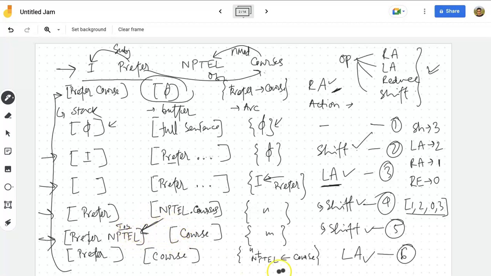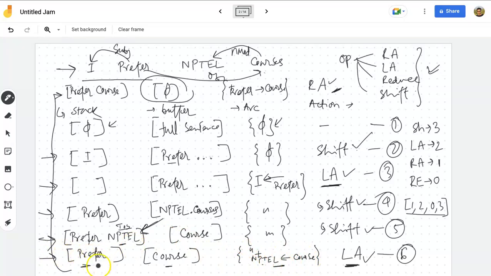So let's take the left arc. If you take the left arc, the top of the stack will be removed, so NPTEL will be removed. Now we have prefer in the stack, course in the buffer, and we have added the action that we have taken: from NPTEL to course, it's a left arc.